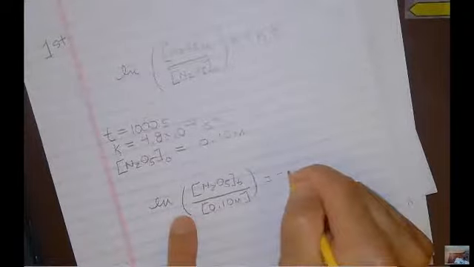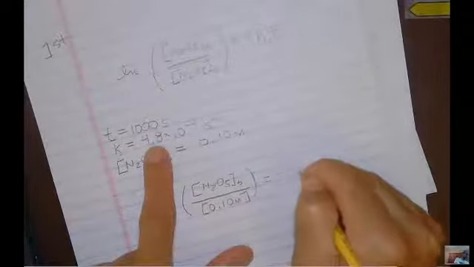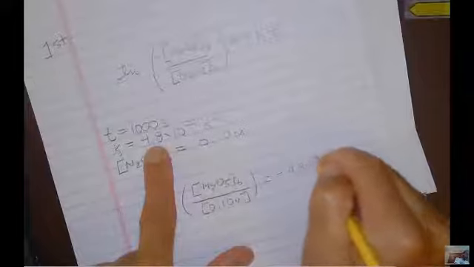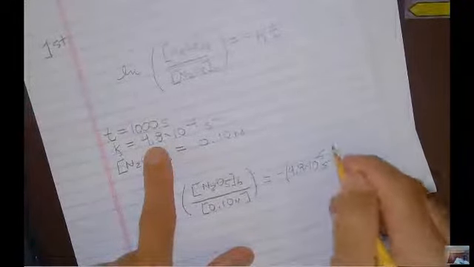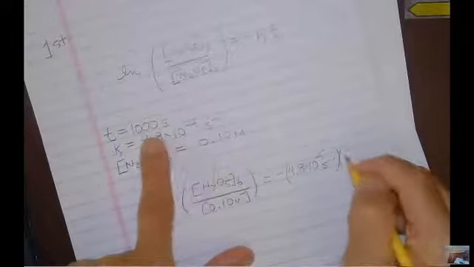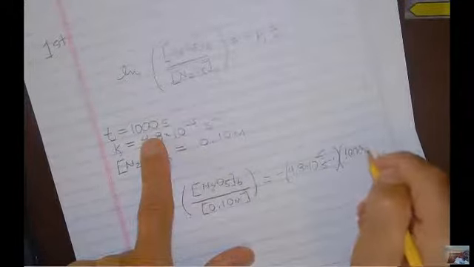So the ln of N2O5 at 0.1 molar. Can't do anything with this yet, just wait on that. Let me go ahead and plug in: minus 4.8 times 10 to the minus 5 seconds to the minus 1, times 1,000 seconds.